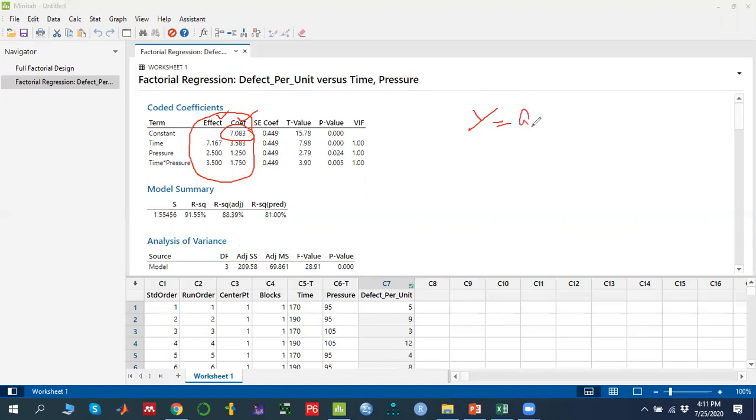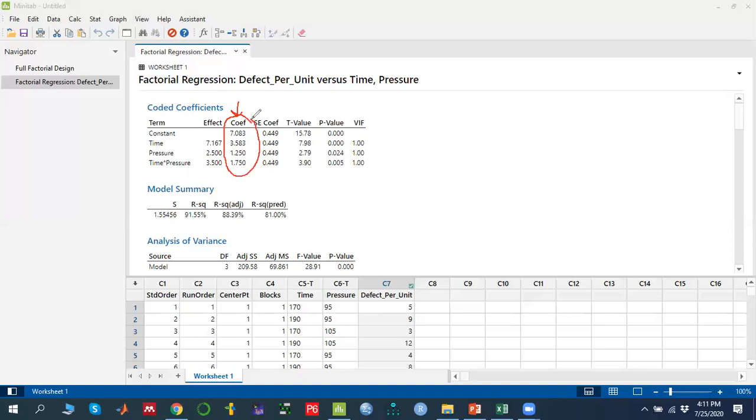So this is a value, that is a constant factor. This is the B1 value, this coefficient 3.51. X1 is indicating the first factor, which is time. Then B2, X2 is indicating the second factor, which is pressure. Third, B3, X3 is basically indicating the interaction of time and pressure. So this is under the coefficient column, this is basically your multiple regression line.